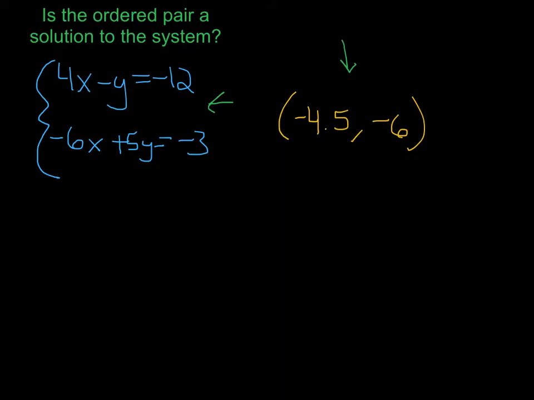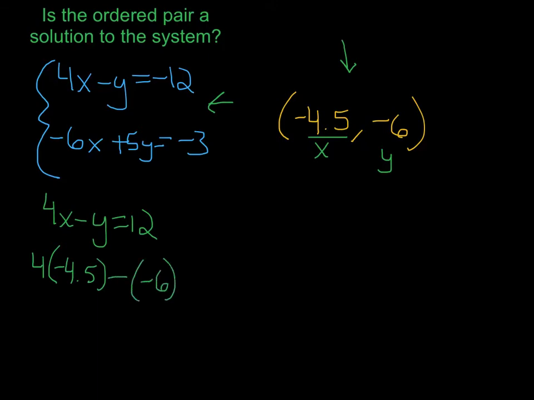And we're going to check by plugging in our x value and our y value into both equations. So 4x minus y equals -12. 4 times x is -4.5. And then minus y is -6. And we're testing, does that equal -12? 4 times -4.5 is -18, and then plus 6. Does that equal -12? And yes, it does. So it works for the first equation. Let's check the other one.